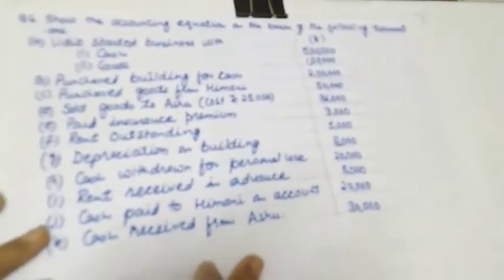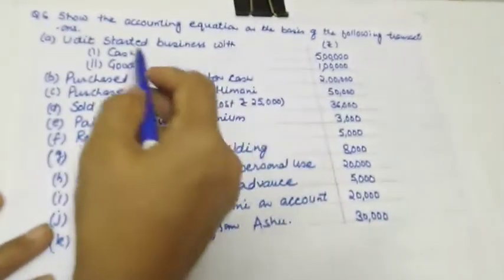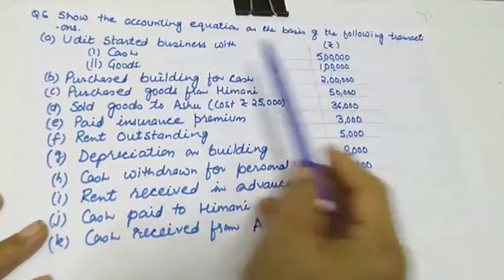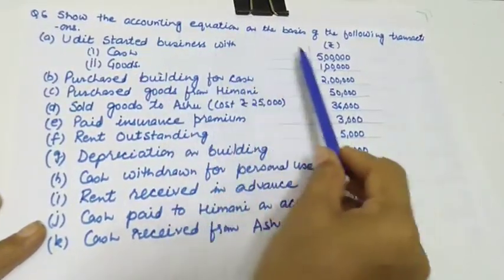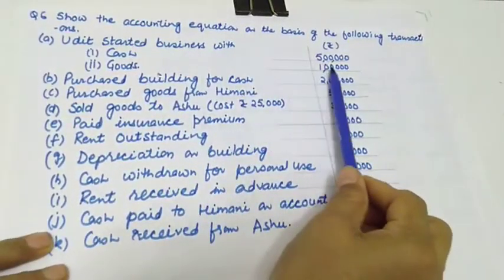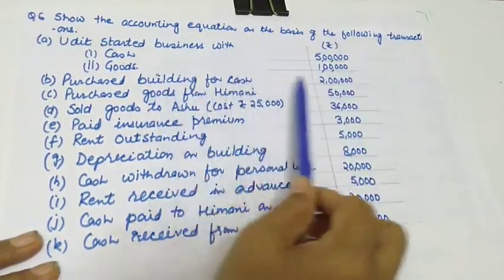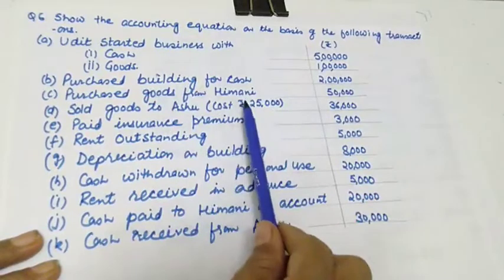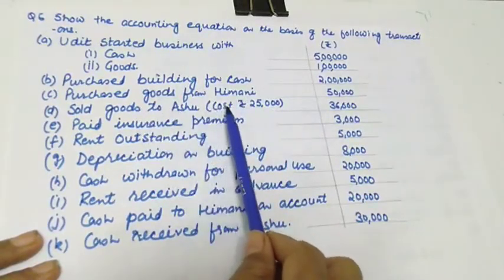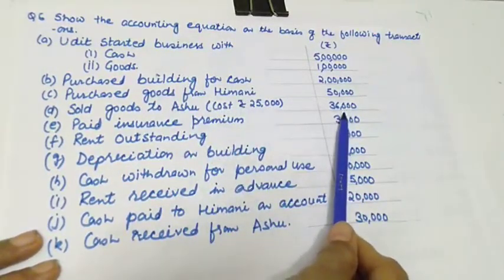Let us read this numerical. Show the accounting equation on the basis of the following transactions. Udit started business with cash 5 lakhs, goods rupees 1 lakh, and purchased building for cash, purchased goods, sold goods to Ashu costing 25,000 for 36,000.